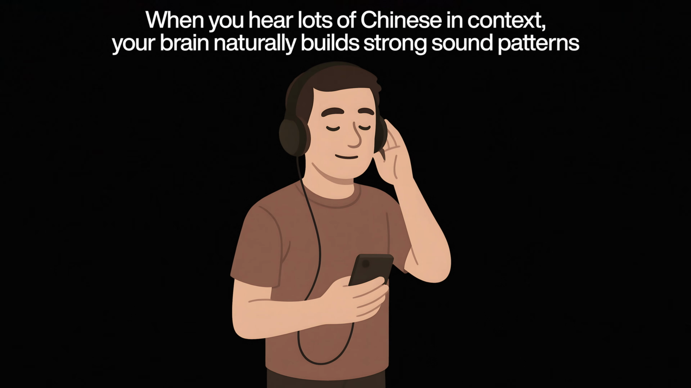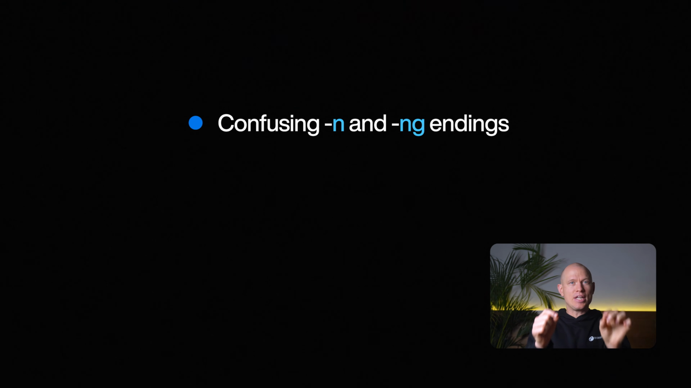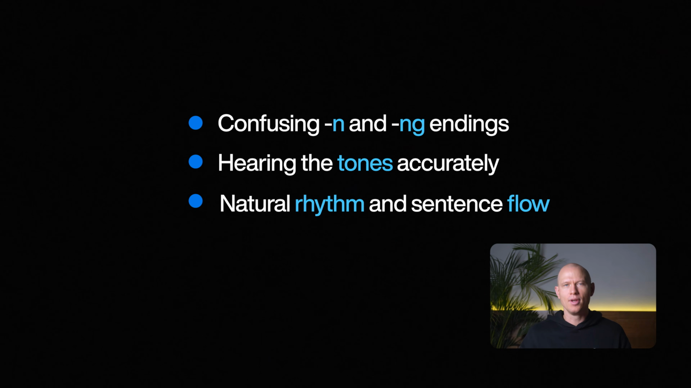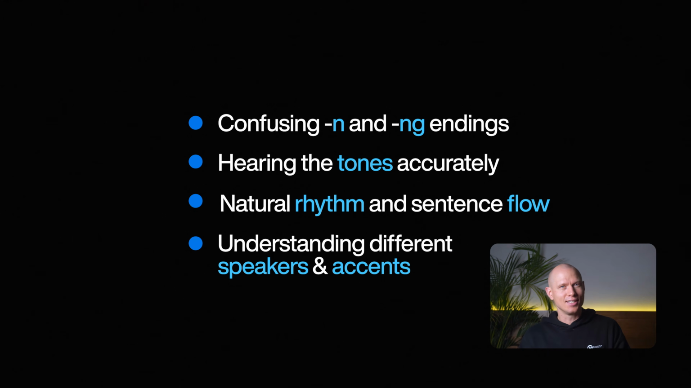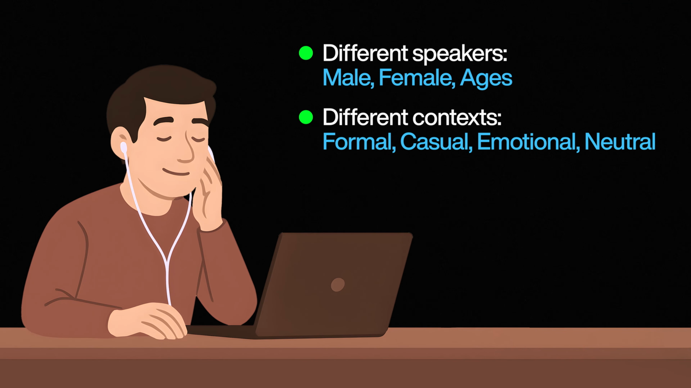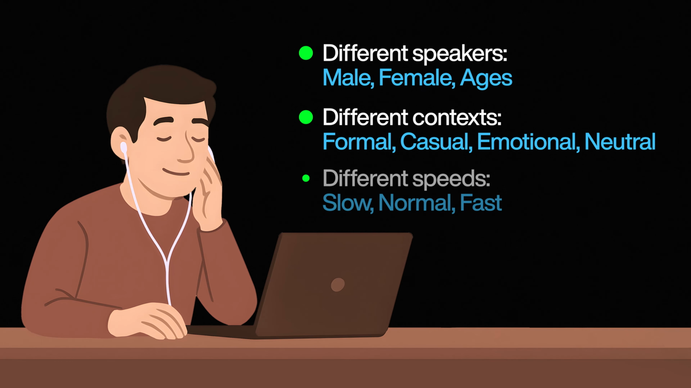And when you hear thousands of example sentences of Chinese sounds in context, your brain automatically forms robust sound categories. And that's going to solve problems like confusing the N and the NG endings, the qin versus qing, and you'll be able to start hearing the tones more accurately, understanding the natural rhythm and sentence flow, understanding different speakers with different accents. The key is variety here. So as your level grows, begin to add different speakers, male, female, different ages, different contexts, more formal, more casual, more emotional, neutral, different speeds, slow, normal, fast. This trains your ear to recognize Chinese sounds in all their natural variations.